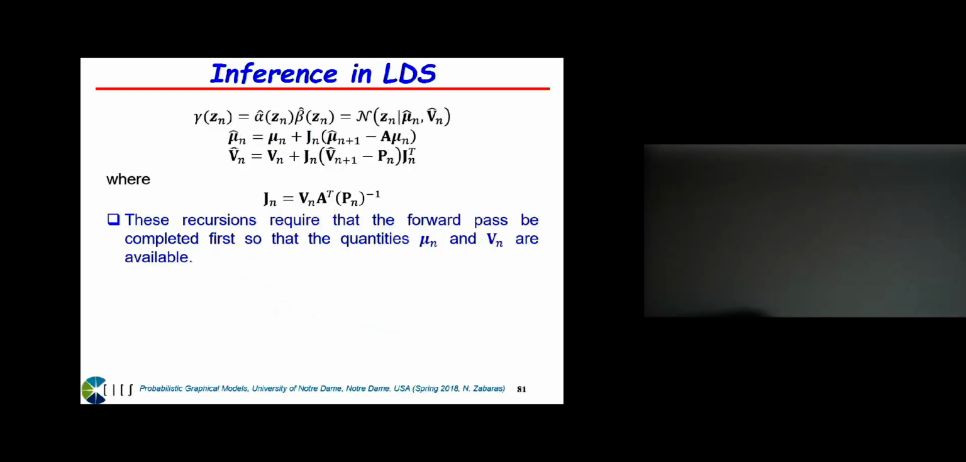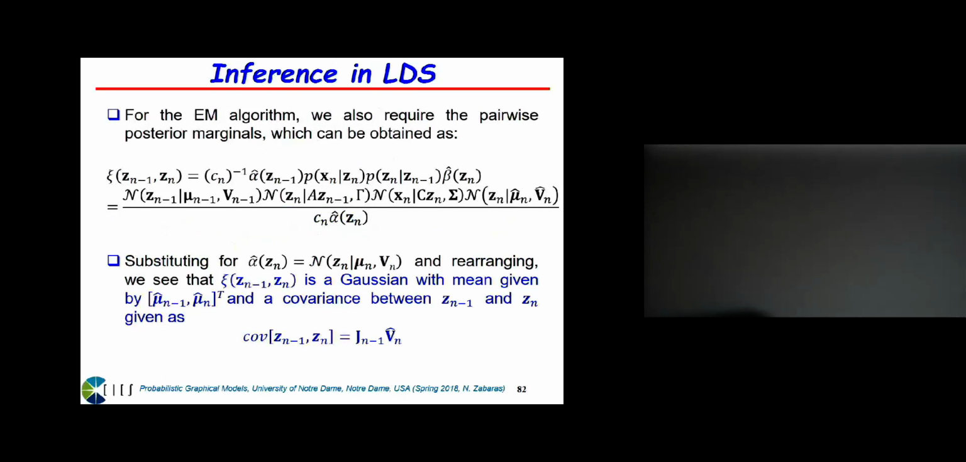All right. To apply these equations that give you the gamma message, obviously, you first have to run the forward message passing to get mu and v, and then go backwards to calculate gamma. Okay? All right? So you have to do those in sequence. Now, there is one more distribution that you need to get for the EM algorithm. You remember this weird distribution? The joint distribution of Zn minus 1 and Zn that comes?